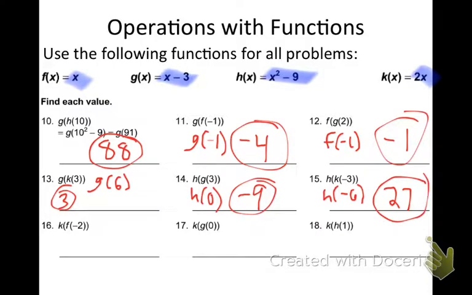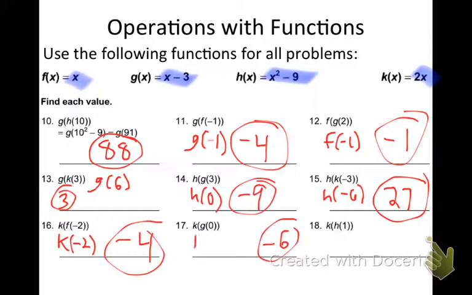Try number 16, 17, 18 on your own. Number 16 is? Negative 4. Because I get f of negative 2, which is negative 2, so I get k of negative 2, which is negative 4. 17. k of g of 0 gets me negative 6. Because g of 0 gets me to negative 3. k of negative 3 gets me to negative 6. And number 18, I get negative 16. Because h of 1 gets me to negative 8. k of negative 8 gets me to negative 16.